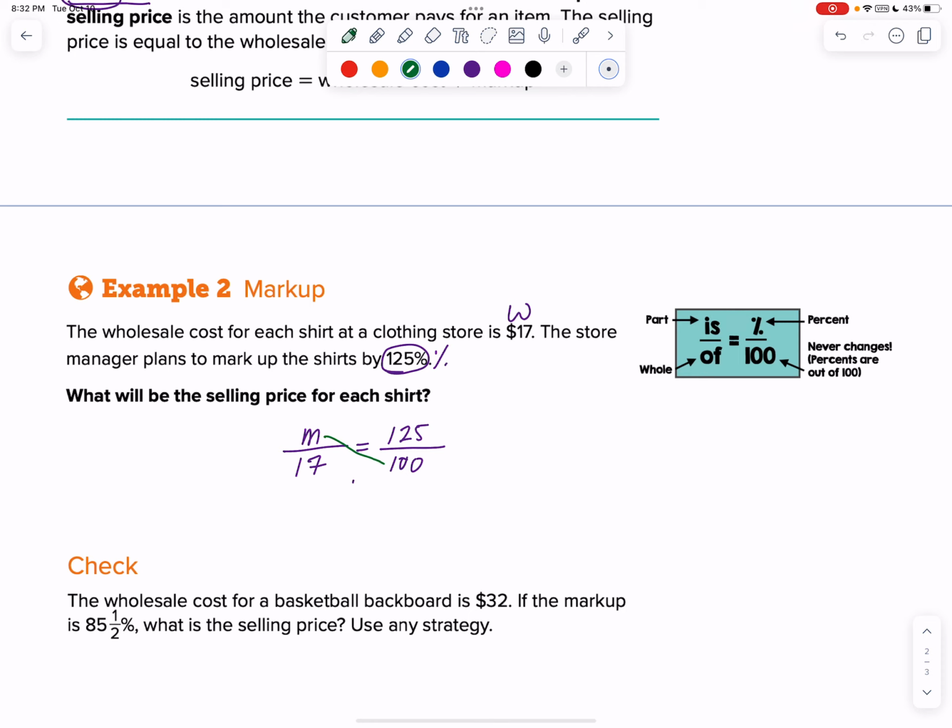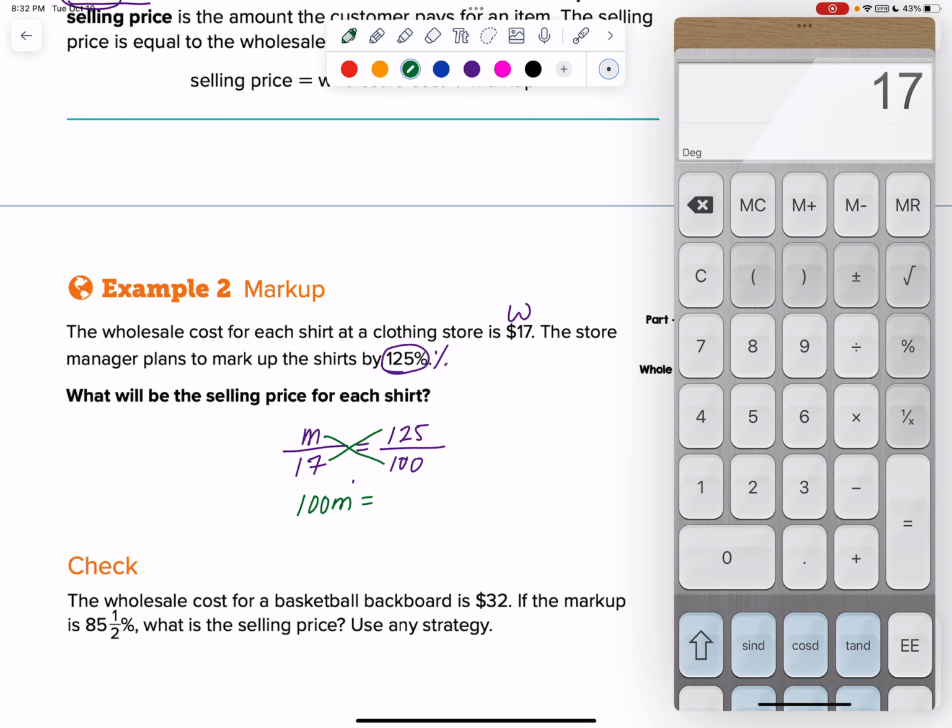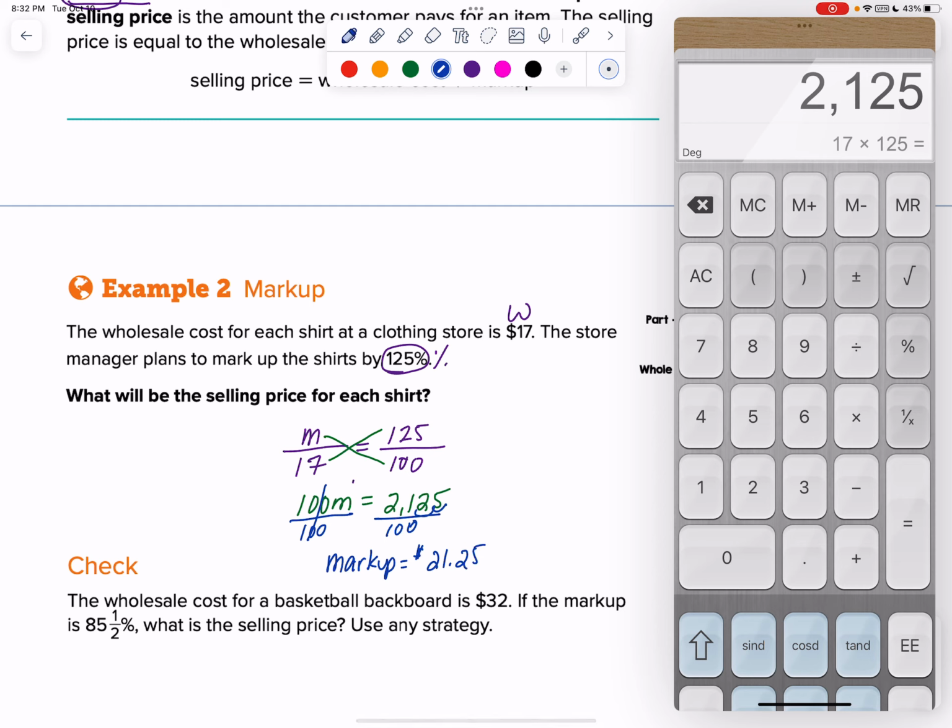All right, so means extremes, cross multiplying. We're doing the variable first, so we have 100 times m equals whatever 17 times 125 is. Okay, we have 2,125. And then we need to isolate the variable, so we know divide by 100 both sides. So this is still very similar to yesterday. And we end up with a markup of $21.25.